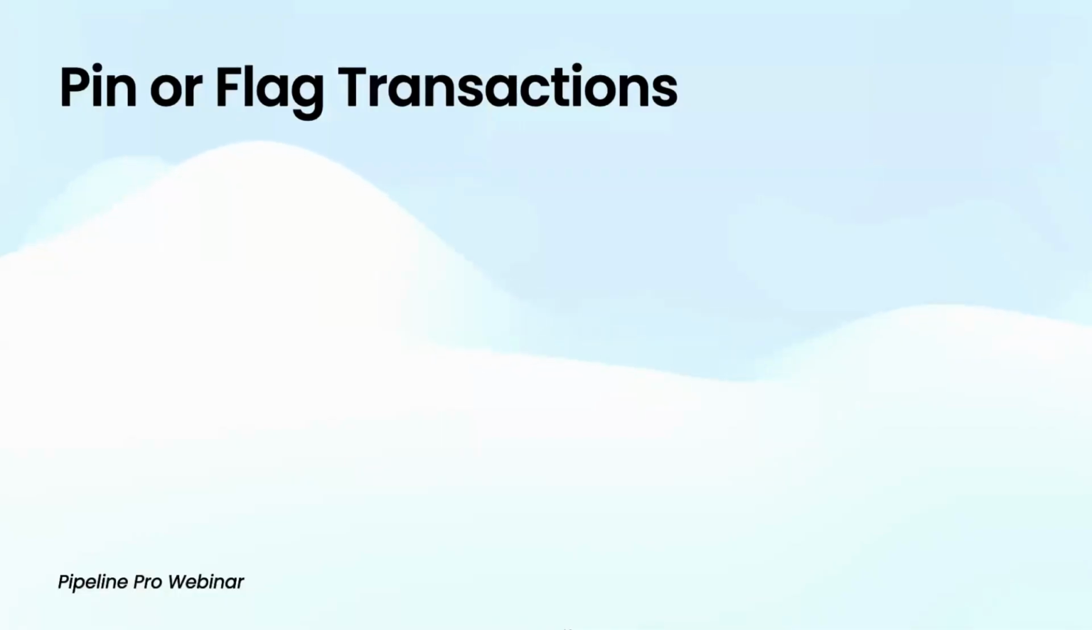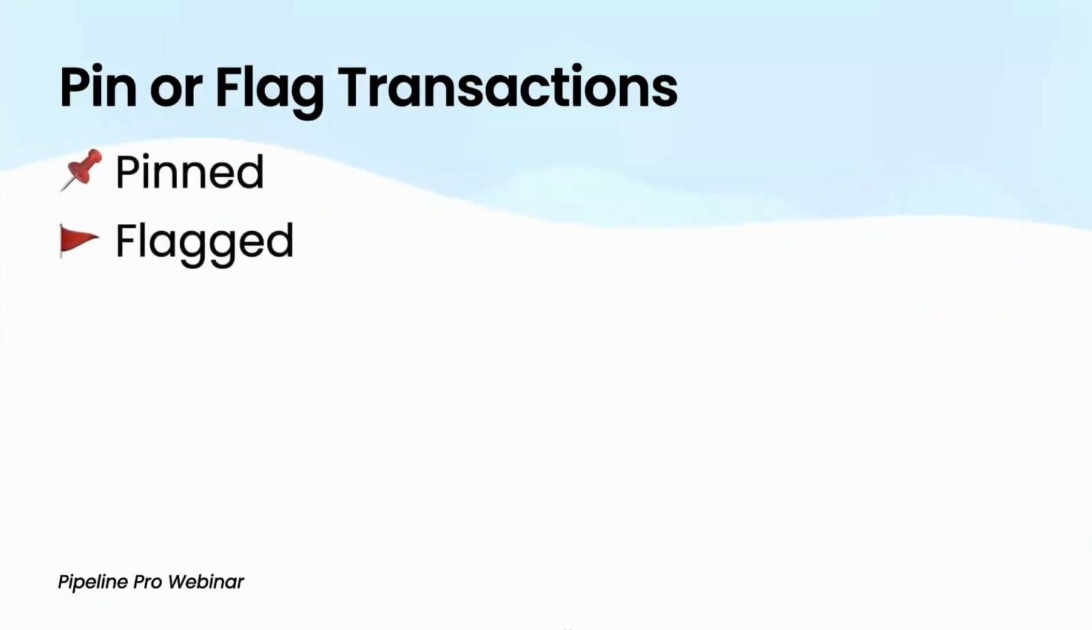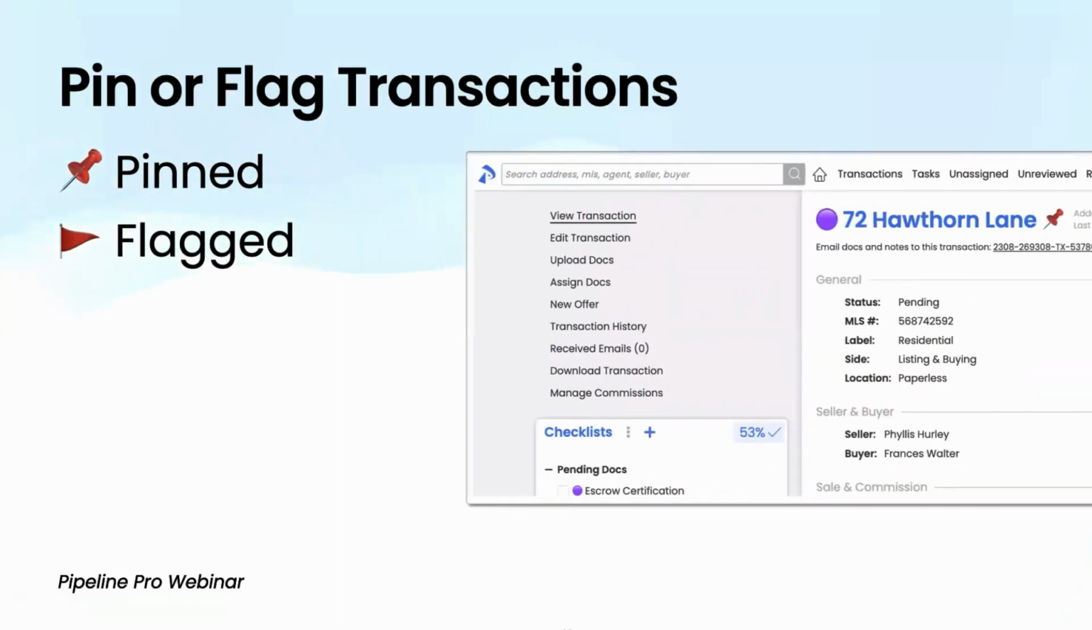Another useful way to use emojis in Pipeline is to pin or flag transactions. Let's say you're working with a particular group of transactions that don't necessarily have any other factors in common, and you have the need to easily access those transactions later. You can use emojis to earmark a set of transactions for yourself or to share them with someone else in your Pipeline account. To earmark a transaction, you can add emojis to represent your pin or flag. Using this method, I can easily identify that this Hawthorne Lane transaction has been pinned.